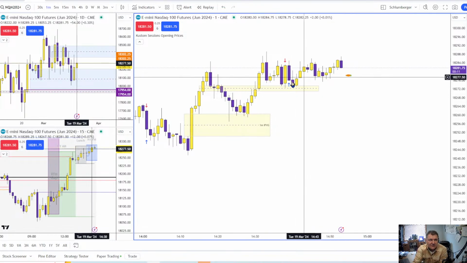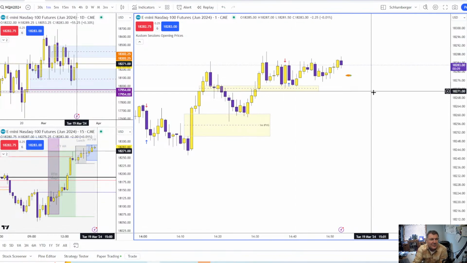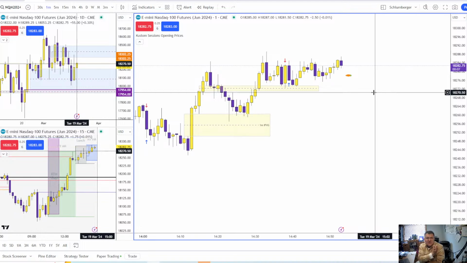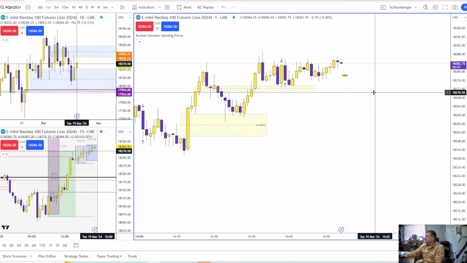Not yet. We're not there yet. We haven't broken up above it. We're still sitting. This could be one of those bendy kind of consolidation. Bendy. It's an ICT term. Bendy consolidation.